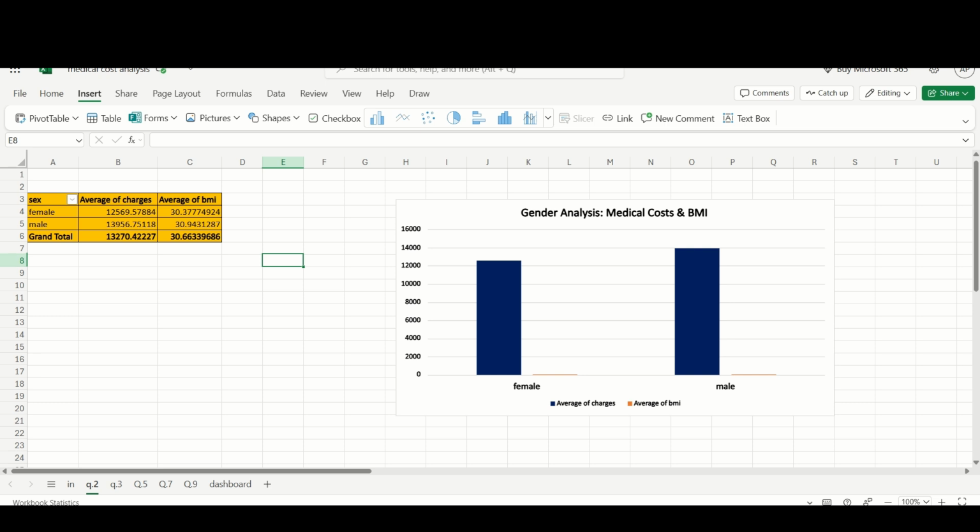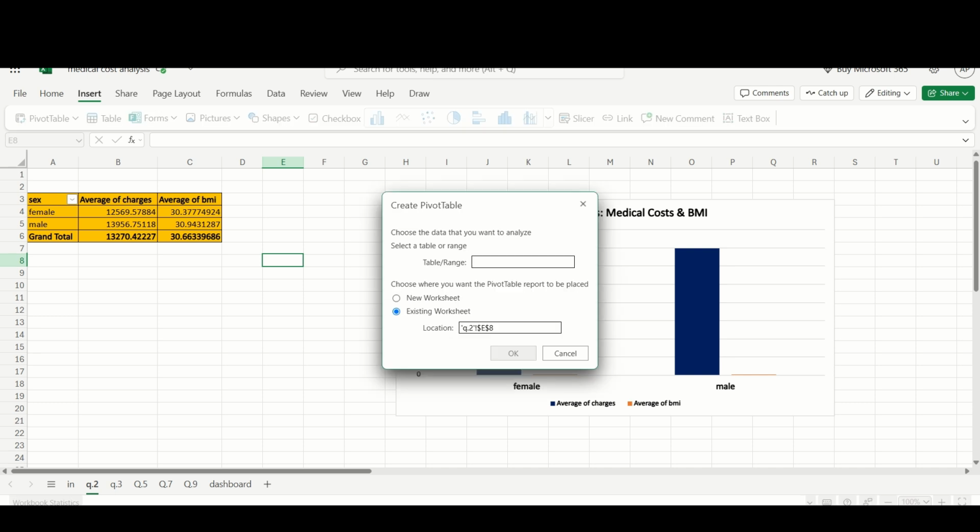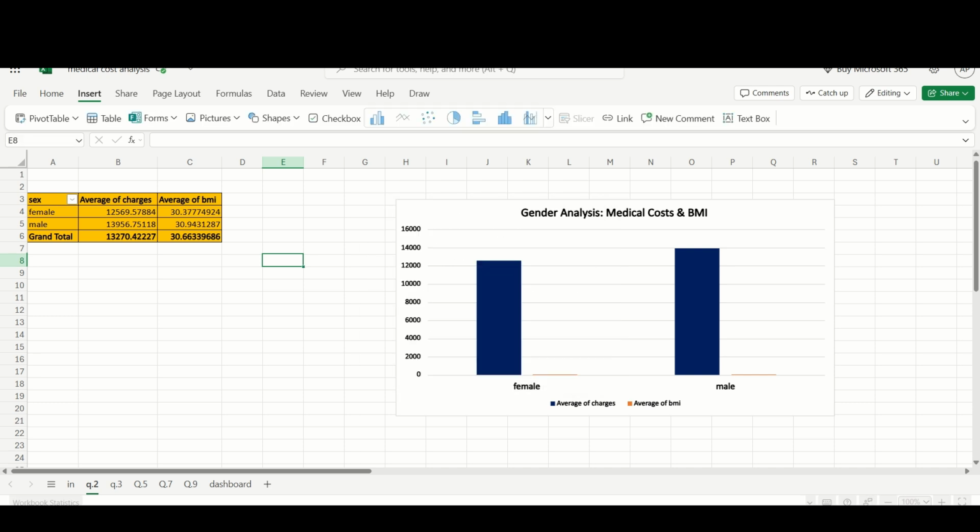I have created this pivot table by selecting relevant columns such as gender, medical charges and BMI. Then click on the insert tab, then click on pivot table here. After that a pop-up will come. Click on new worksheet here and click on OK. Then I have added gender in rows and medical charges and BMI into columns and set it to average.